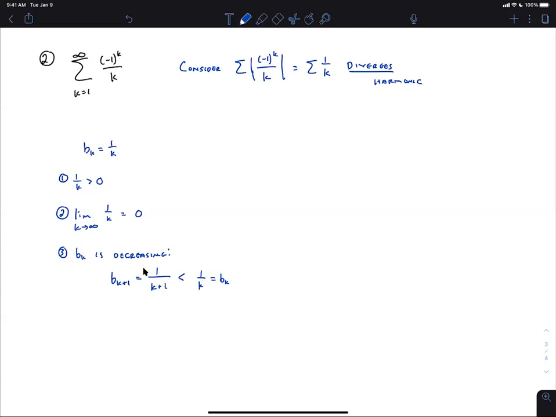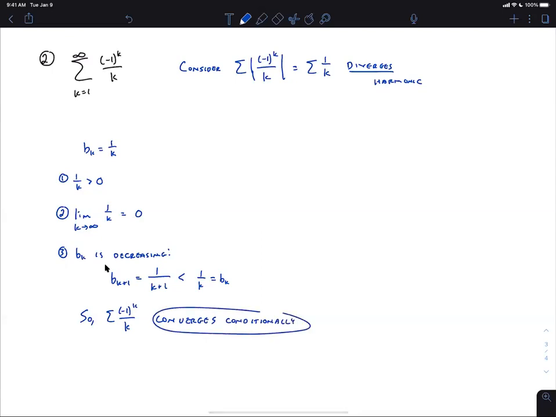Now, this proof is more involved if this formula is harder, but we show all 3 of these things. If all 3 of those things are true, then the original series, the sum of -1 to the k over k, converges. Does it converge conditionally or converge absolutely? Conditionally. Yeah, it converges conditionally because we already proved its absolute value diverges. So it converges conditionally by the alternating series test.